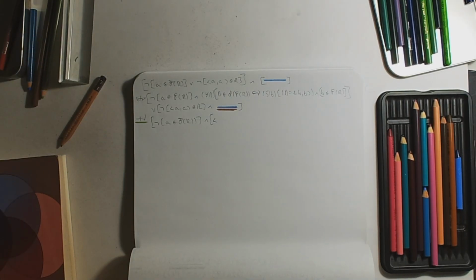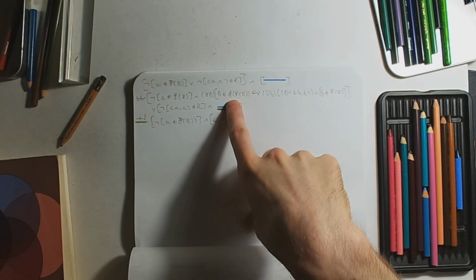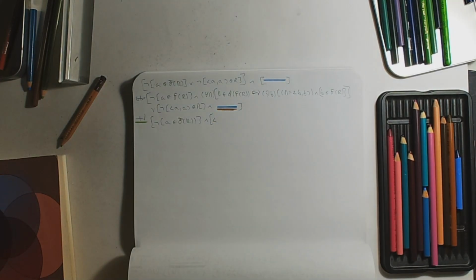Let me think here. We want this term that says for all D, not D is an element of the identity of the field of R, because we want to be able to say that the identity of the field of R is the empty set. Okay, but does that actually help us? What do I mean? Does it help us to say that... actually, yes.